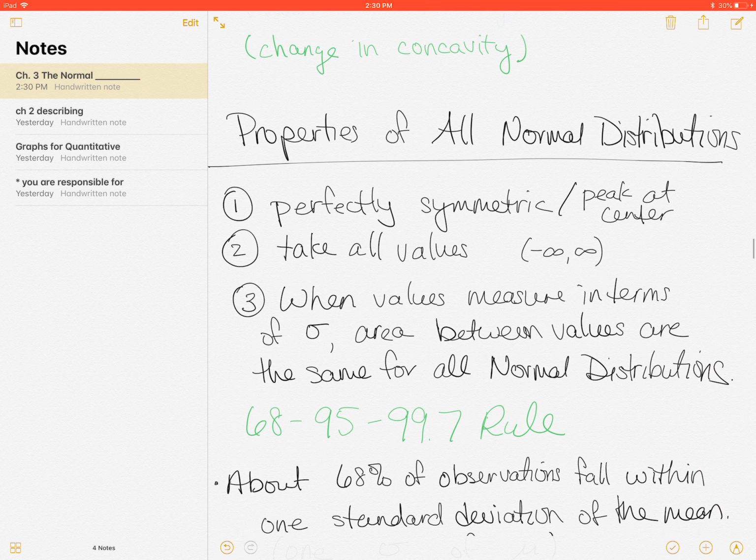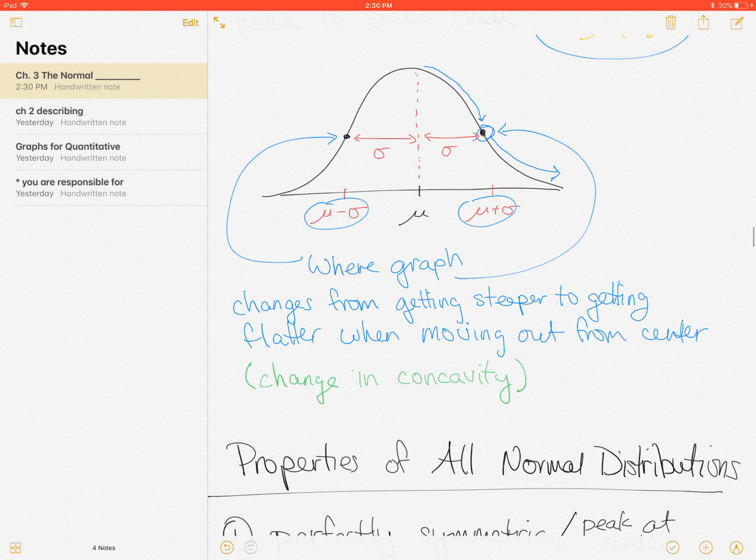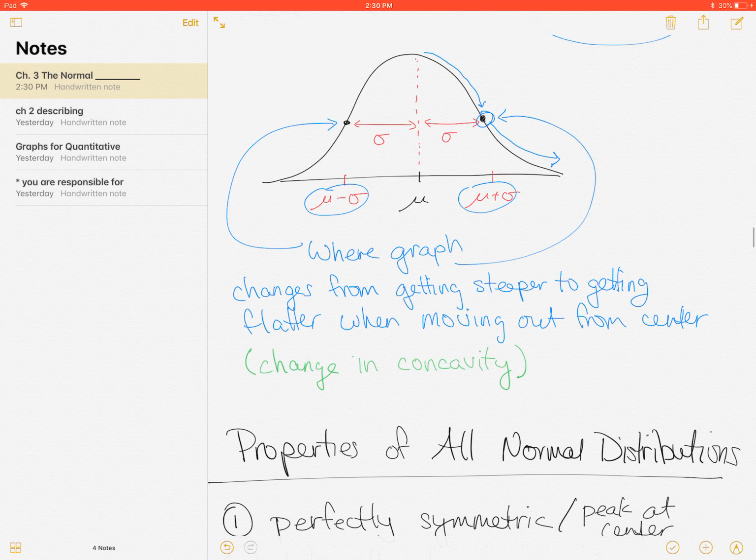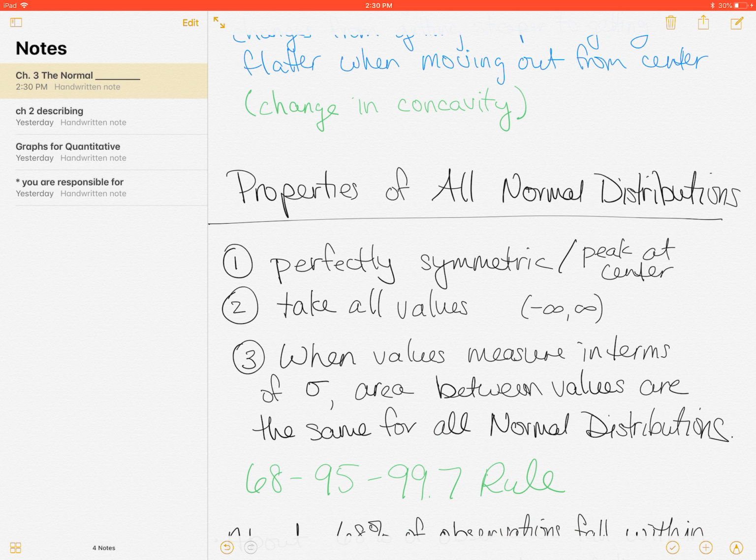So other properties of all normal distributions. They are perfectly symmetric. The left side is an identical copy of the right side, just flipped over. The peak is at the center. They take all values. This picture didn't go on forever, but this picture isn't a perfect drawing anyway. So they actually take all values, negative infinity to infinity. The ends don't happen hardly ever at all, almost zero, but technically they're still possible.